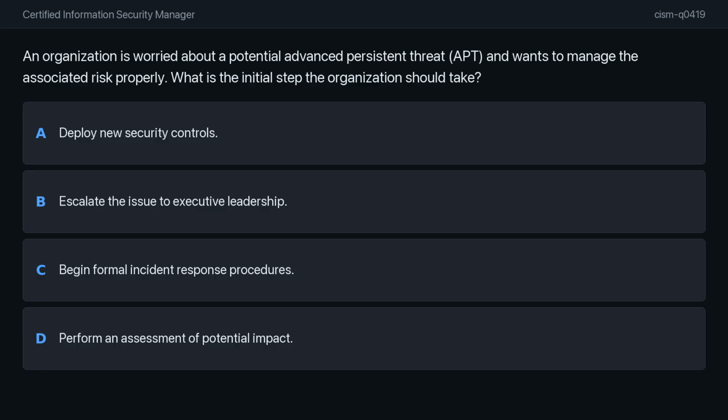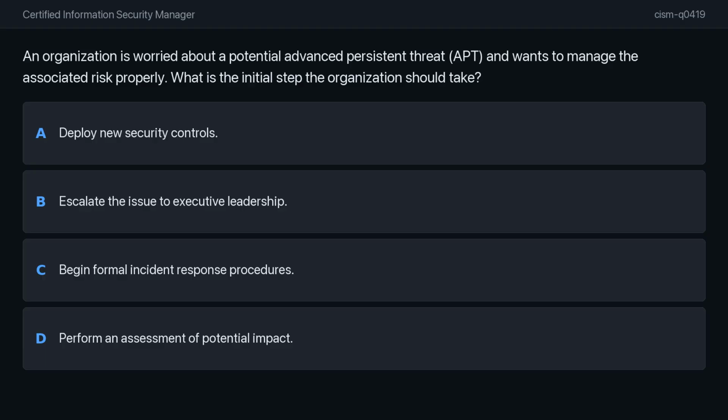When we manage risk, the first step is to understand what the risk is. In this case, it's an APT. To effectively manage the risk, the first thing we need to do is to understand how big that risk is, what its potential impact might be.